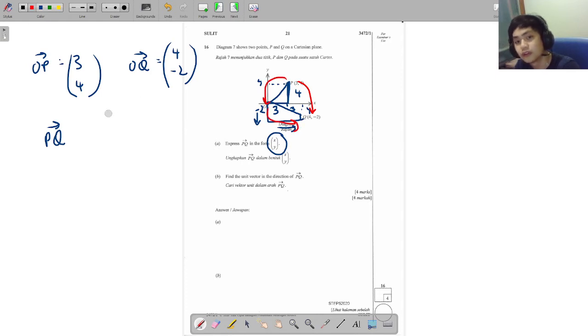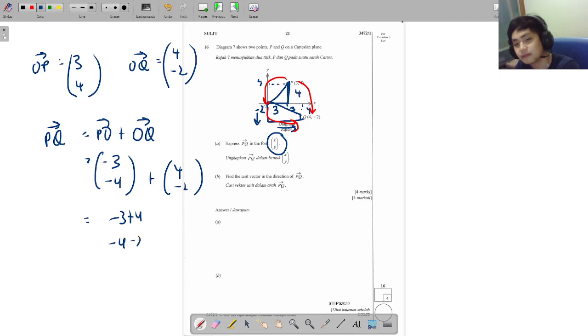So PQ would be: I move from P to Q through PO, OQ. So PQ can be written as PO plus OQ. PO is just the opposite of OP, which is negative 3, negative 4. OQ is 4, negative 2. And then I just add the terms together. So it will be 1, negative 6. So this is the vector PQ.